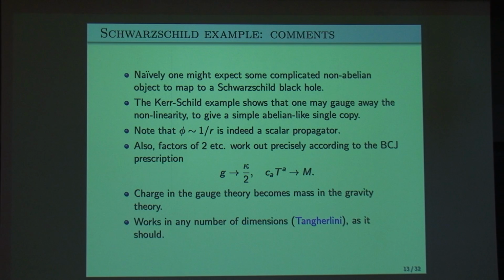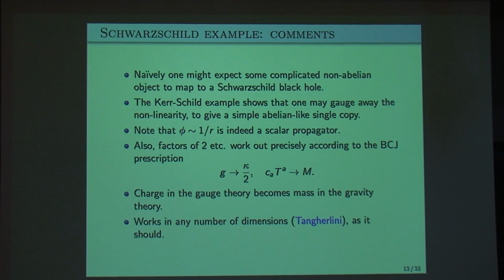Now that's itself quite an interesting result, because naively one might expect that some complicated non-abelian object copies to give you a Schwarzschild black hole, and that's what we thought would happen for quite a while before we actually found this result. So if you write down the Schwarzschild metric in most gauges, it goes to all orders in the gravitational coupling, so you'd think you would have to have some horribly non-linear thing in the Yang-Mills theory, which would then copy term by term, in the coupling that is, to give you the Schwarzschild result.